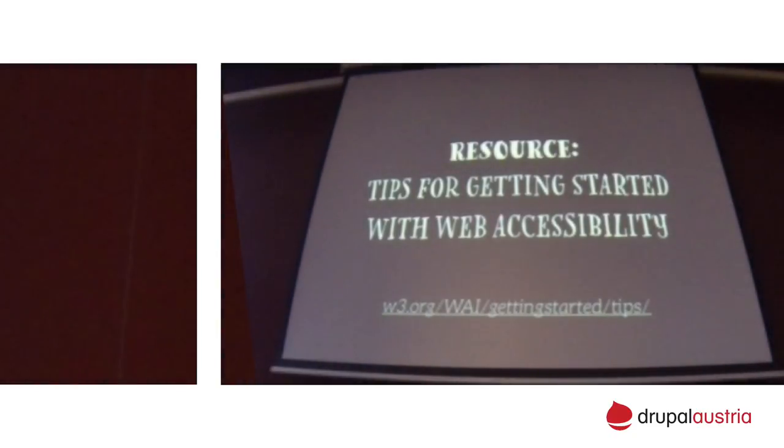The resource for this is Tips for Getting Started with Web Accessibility. I said that before. It's at w3.org/WAI/getting-started/tips. You can access them now. And there are a lot of tips. I think it's 12 per category or something like that. Really small things. But if you keep them in mind, you have a much better website. And if you say, oh, that's so obvious, I ever did that, there is more that you can read on and just understand and grasp more of the accessibility things.